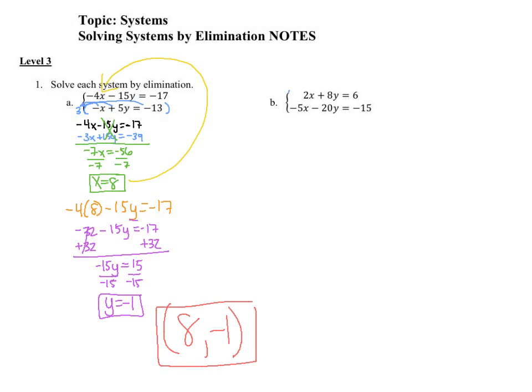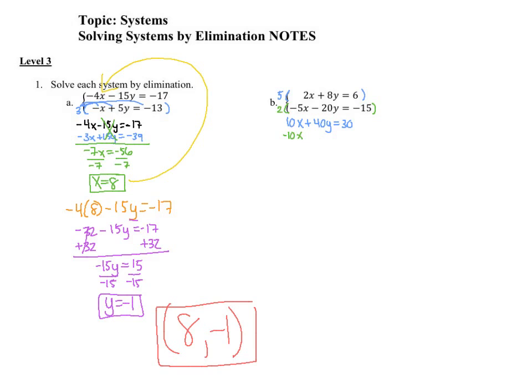So I need to ask myself, how do I make that 2 into a 10? I'm going to multiply by 5. So that first equation turns into 10x plus 40y equals 30. Now, the second equation, that's a negative 5. I want it to stay negative so that the x's can cancel. So how do I go from 5 to 10? Well, I multiply by a 2.